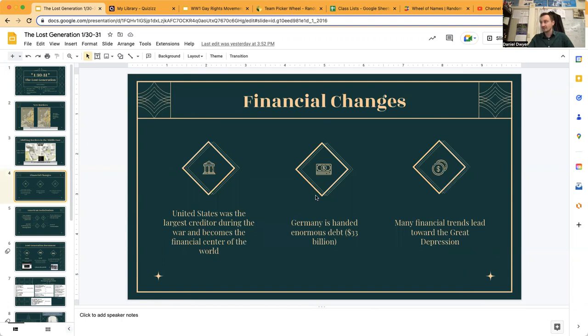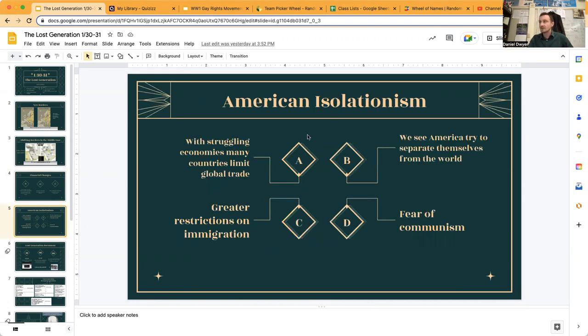Then you didn't have to write anything for this, but I did want to go over some of the financial changes, like the US kind of using World War I to become more of a superpower because they were the largest creditor during the war and becoming the financial center of the world. Also wanted to talk about Germany being handed that enormous debt, 33 billion, equivalent to around 9 trillion in today's dollars. And then how a lot of this is going to contribute, not be the only factor, but contribute to the Great Depression.